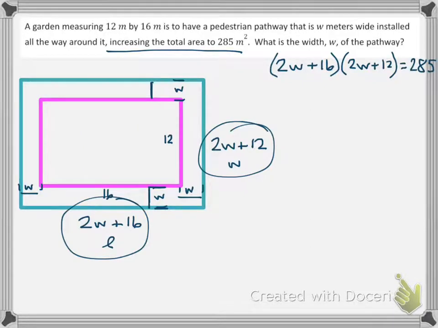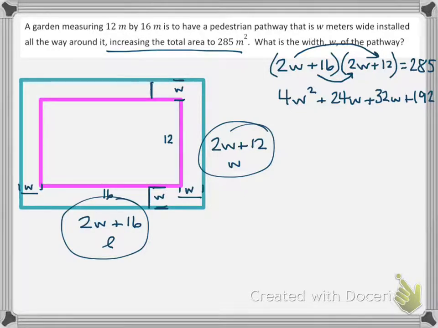All right, so FOIL, this is 4W squared. And then I would have a 24W, right there, 2 times 12 is 24W. And another 32W. So let's write that out. That's a 24W plus 32W. And then 16 times 12. Well, I'll have to calculate that. 16 times 12 is 192, so this would be a plus 192. And that's still all equal to 285.